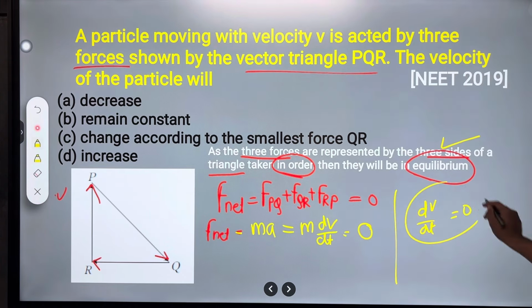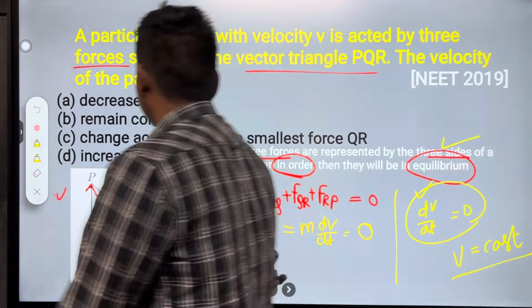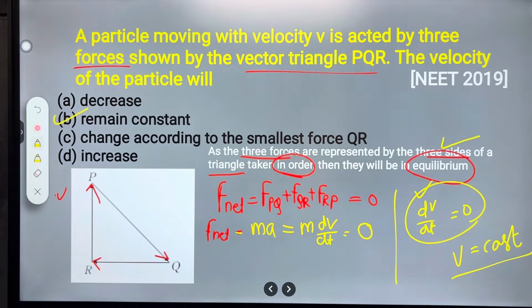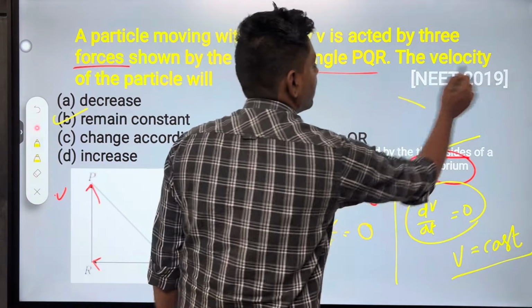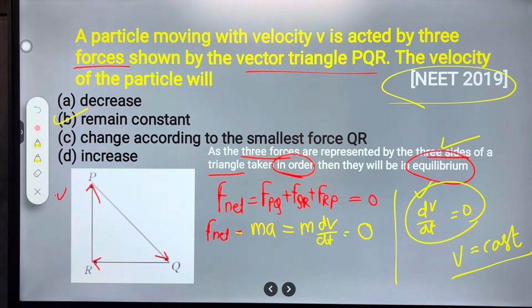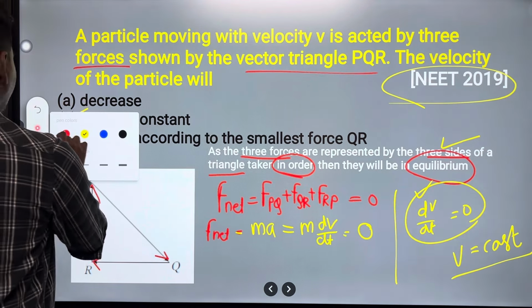So what is the meaning of that dv by dt? The change in velocity is 0. The change in velocity is 0 only when the velocity of the particle is constant. So the option B is correct. The question was already asked in NEET 2019. So most important question, remember.